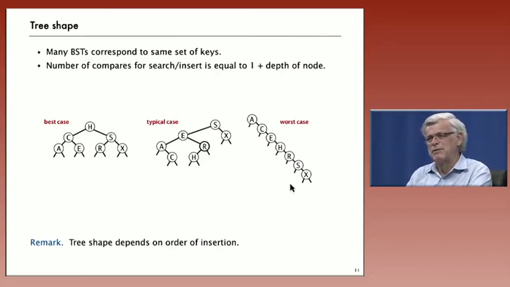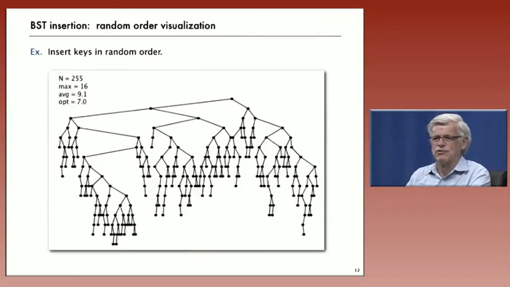Now, one problem is if the keys come in, really unfortunately, in a natural order, like if they come in order, that's the worst case. We don't get any benefit from having it in a tree shape. It's no different than a linked list. So we'll come back to dealing with that worst case in the next lecture. But the point is the tree shape depends on the order of insertion.